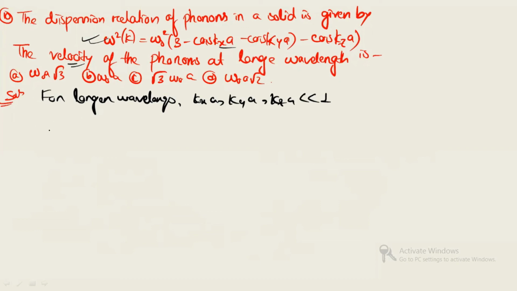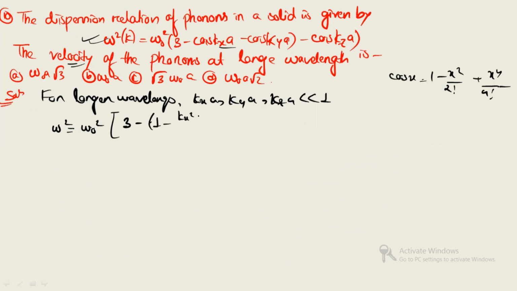Now you see in the question omega square is equal to omega naught square, and here you have 3 minus cos kxa. So you know what cos x is: 1 minus x square by factorial 2 plus x to the power 4 by factorial 4 minus, and so on. So here you will write 1 minus kx square a square by 2. Higher order terms we are ignoring for larger wavelengths. Minus 1 minus ky square a square by 2, minus 1 minus kz square a square by 2.